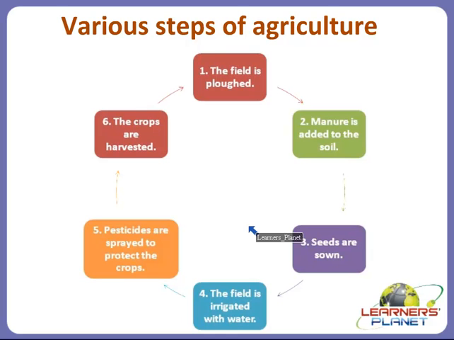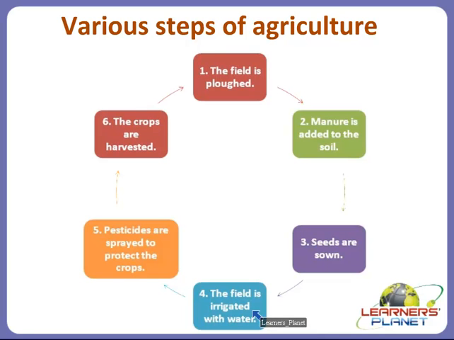The first step of agriculture is that the field is plowed, right? Secondly, manure is added to the soil. Thirdly, seeds are sown after adding manure to the soil. Fourthly, after the seeds are sown, the field is irrigated with water, right?